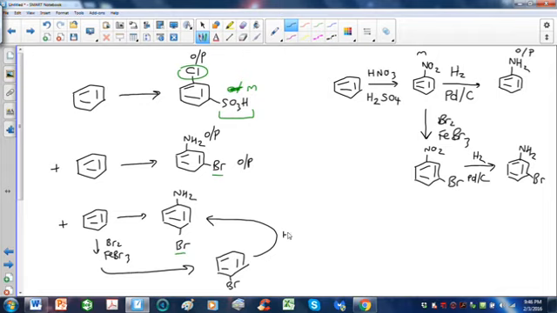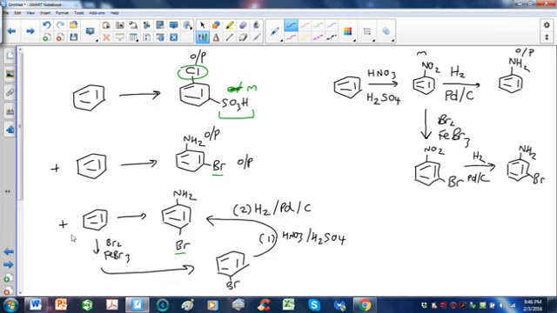I can do my HNO3, H2SO4, essentially we call that step 1. That will get us to the para-bromonitrobenzene, and then step 2 would be that reduction to get us to the para-bromoaniline. So the point that I'm trying to make here is, depending on the structure of your compound, the order in which you do your reactions is really important.